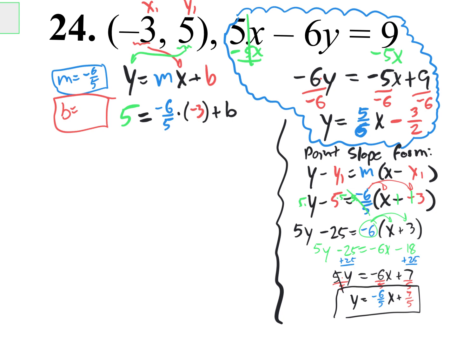Multiplying fractions with numbers is easy. Just put the number over a 1 and then multiply the top with the top and the bottom with the bottom. Negative 6 times negative 3 is a positive 18. 5 times 1 is 5. Bring down the plus b, bring down the equal sign, bring down the 5.